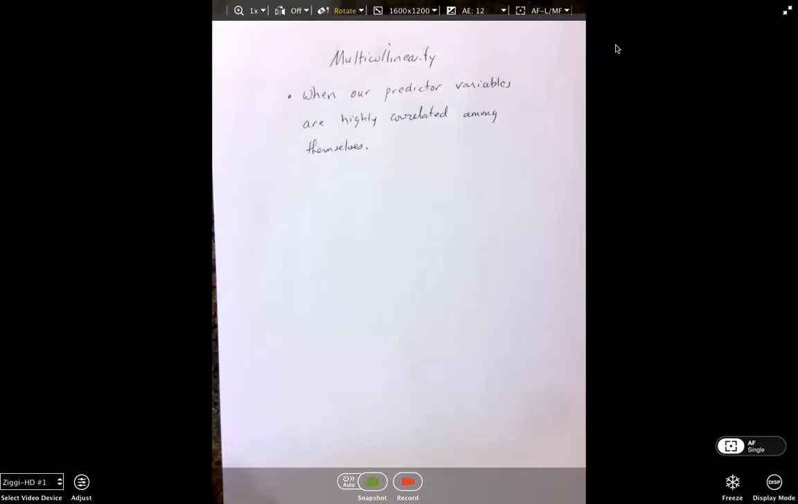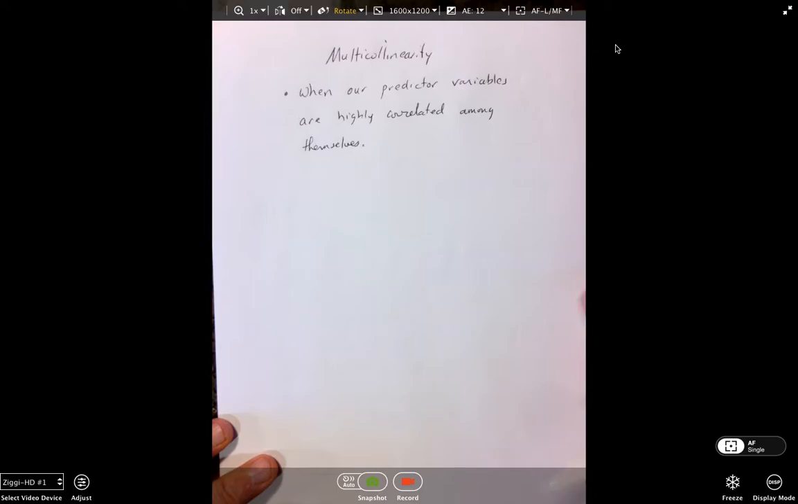Now, I haven't made a big deal about checking the scatter plots and the correlation matrix when we run a multiple regression model in R. And I haven't really done it because the reason that we do that is pretty much what we're learning right now.